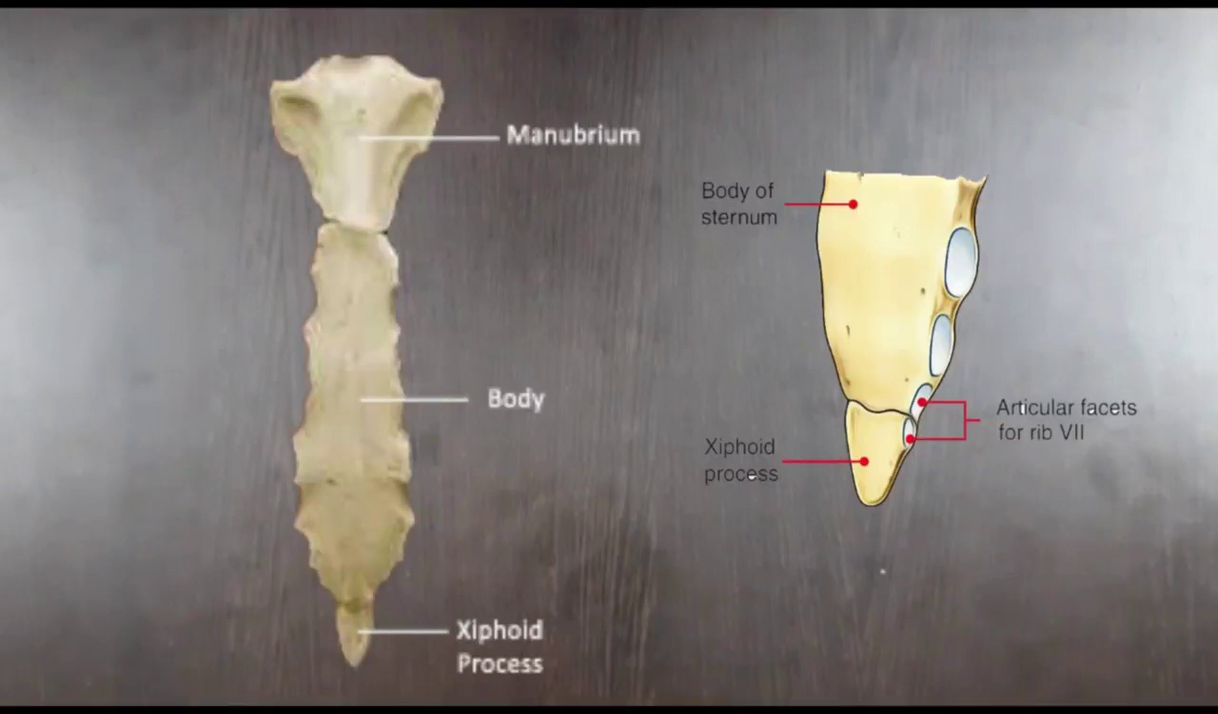Next, coming to the xiphoid process, it is the lowest and smallest part of sternum. It has anterior surface, posterior surface, and a tip. The anterior surface provides insertion to the medial fibers of rectus abdominis. Posterior surface gives origin to the sternal fibers of diaphragm, and the tip provides attachment to linea alba.